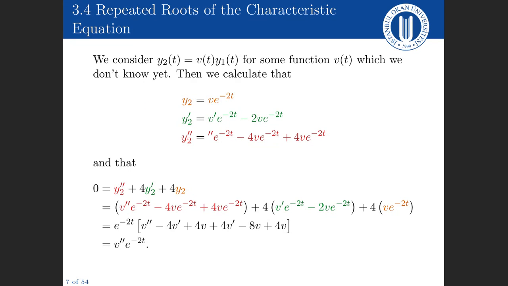Our differential equation, the equation we want to be true, is y2'' + 4y2' + 4y2 = 0. If we substitute in, and I've just seen there's a mistake here, of course there should be a v just here, and rearrange, you will see that we end up with v'' e^(-2t). This is because e^(-2t) solves the differential equation, so most of the terms cancel out.